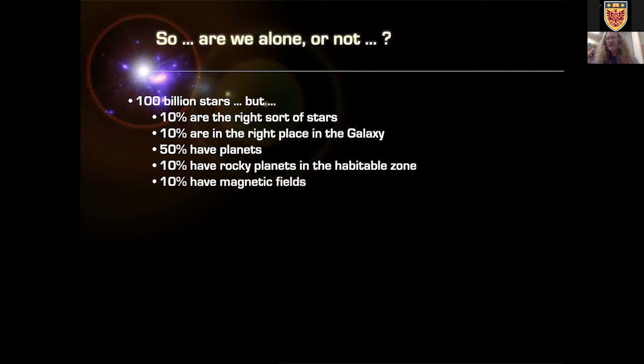Again, best guess, you're getting even more speculative. Let's just say that 1 in 10 have a magnetic field to allow you to retain an atmosphere for life to develop, at least surface life to develop. If you think stabilizing moons are important, let's just say maybe 1 in 10 have a sufficiently heavy stabilizing moon. Maybe that's generous, but those are at least numbers to play with.